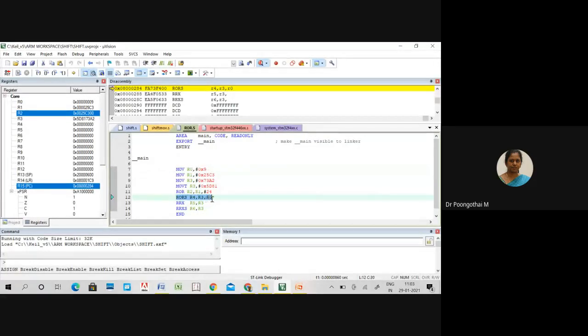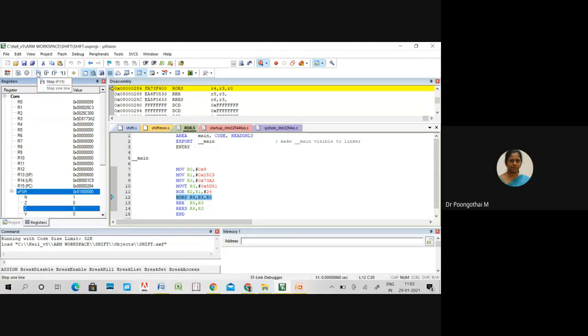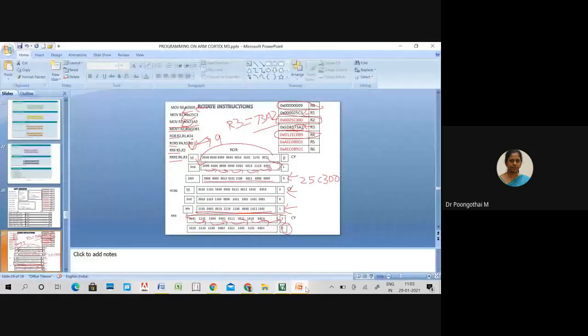Rotate right with flag update. So here initially your carry is set to 1. You have to clear this carry before execution of ROR. So now your carry is clear. Okay. So execute the RORS instruction. So see here your R4 is updated with a 32-bit answer, and also your carry is set to 1. Is that clear? After execution of RORS, your carry is set to 1. So now your carry is updated.